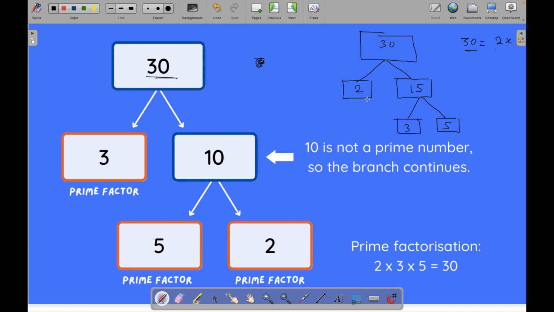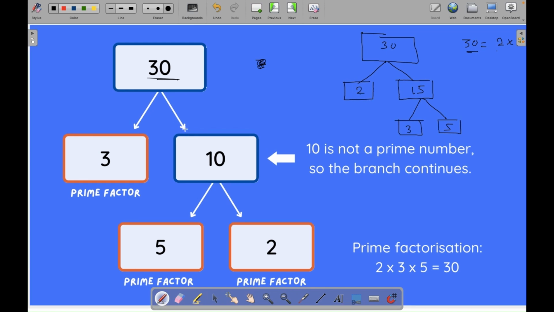If someone says I don't want to start with 2, I want to start with 3, will I end up with a different answer? The answer is no, you'll end up with the same answer. For example, if you start with 3, 3 is a prime factor. If you multiply 3 with 10, you get 30.